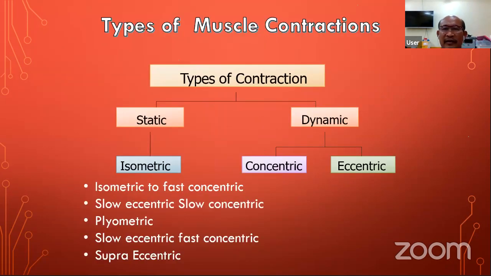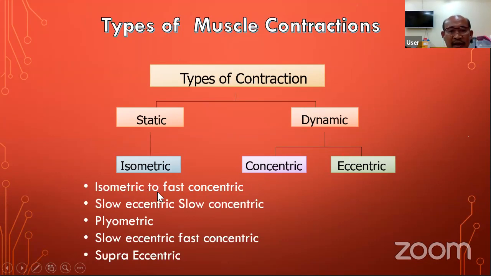Now, type of muscle contraction. We have to think about the muscle contraction when your athlete does strength training or the exercise. We can train with isometric strength training exercise. We can do concentric strength training exercise. We can do eccentric strength training exercise. And we can also do eccentric and concentric together.